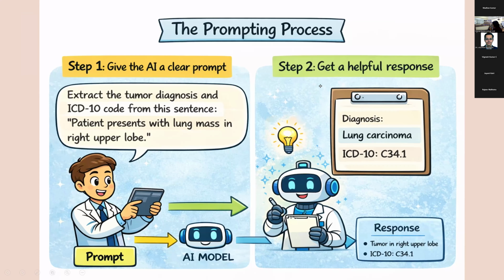Next thing is the prompt. A prompt is basically the instruction that you're giving to the model. If you're asking specific questions, you get specific answers. If you are asking vague questions, something vague is going to come out of this. So here is one example of a clear AI prompt: extract the tumor diagnosis and ICD code from the sentence. Patient presents with lung mass in the right upper lobe. So it extracts the exact tumor diagnosis, lung carcinoma.